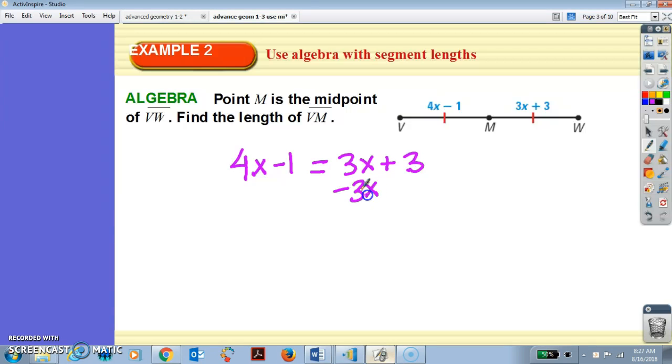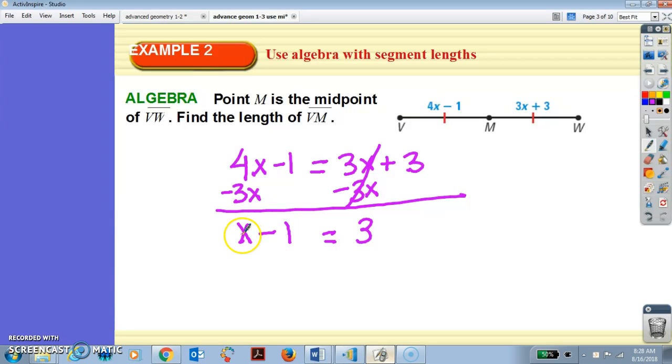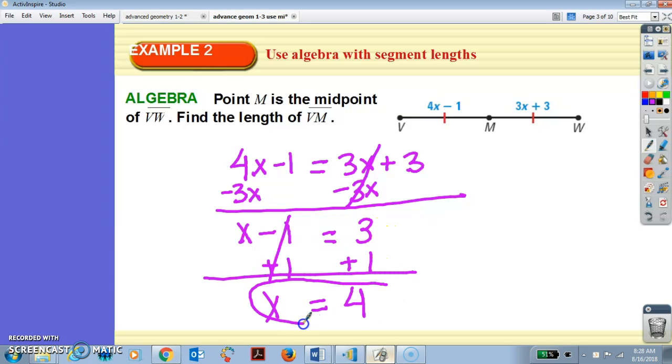So we need to get the x's to the same side using opposite operations. 3x's minus 3x's is 0. It's gone, so we cross it out. 4x minus 3x is 1x. 1x minus 1 equals 3. We need to get rid of whatever's on the same side of the variable that is not attached to it using opposite operations, inverse operations. So the opposite of negative 1 is positive 1. So negative 1 plus 1 is 0. It's gone. X equals 3 plus 1 is 4.